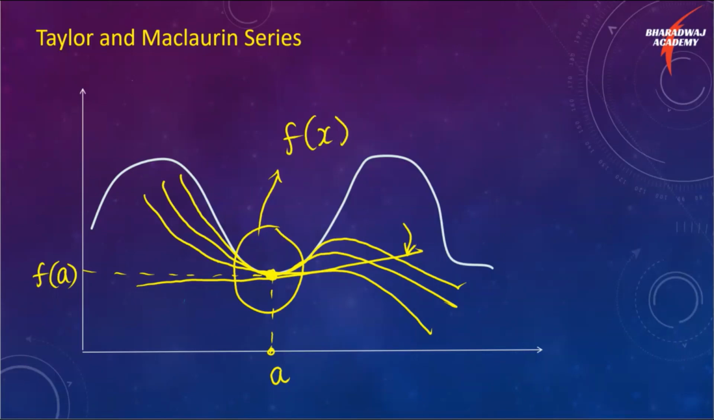The difference between the two of them is just that if a at this point is equal to 0, it becomes Maclaurin series, else it is Taylor series. So as you can see, Maclaurin series is a special case of Taylor series.